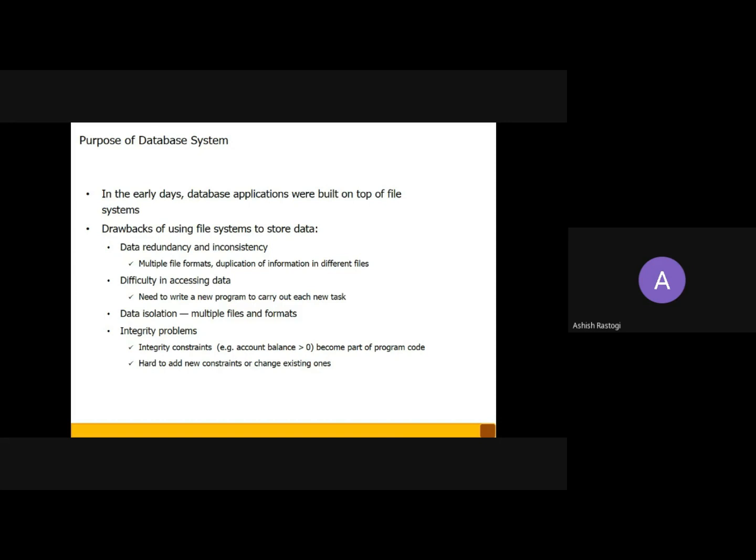And the same with inconsistency. Suppose multiple users are accessing data, then a data loss problem may occur in the file system. But in the DBMS, multiple users can access the data without loss of data. There is no inconsistency in the database. So the first difference is data redundancy and inconsistency. These can be removed in the DBMS, but in the file system we suffer from this problem. Next is difficulty in accessing data also.